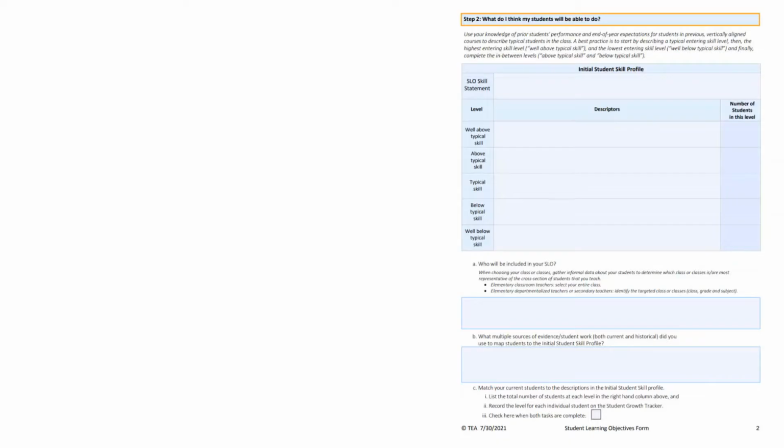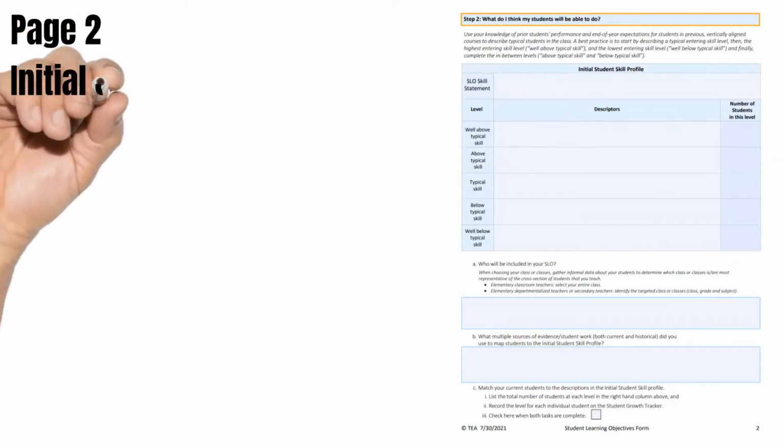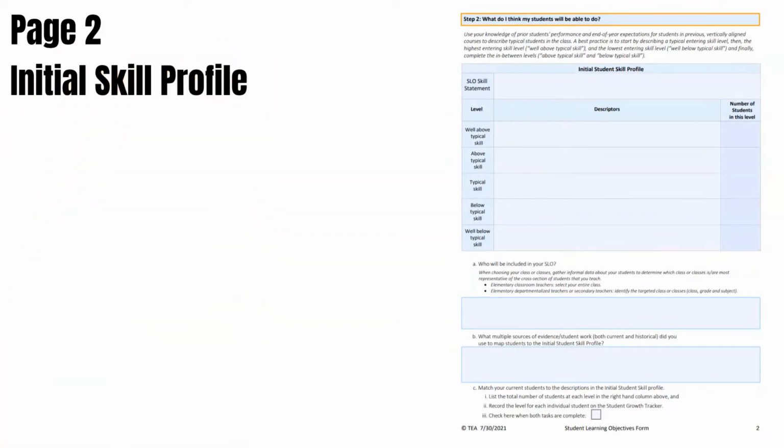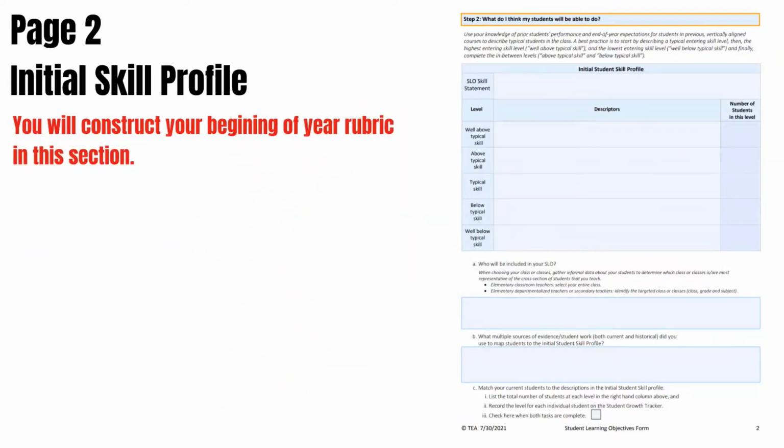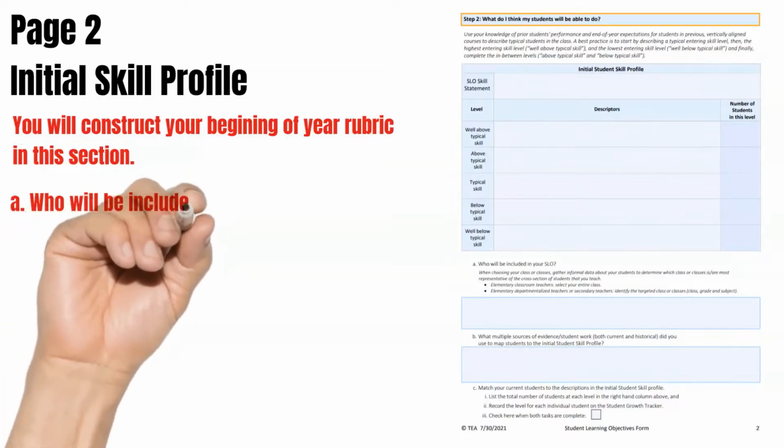Now that we've talked about how to create an SLO foundational skill statement, it's time to move on in the process where you'll begin to write your rubric for the beginning of the year, which is called the Initial Skill Profile. It is page 2 of the PDF form. You will construct your beginning of year rubric in this section. You will also answer 3 questions.